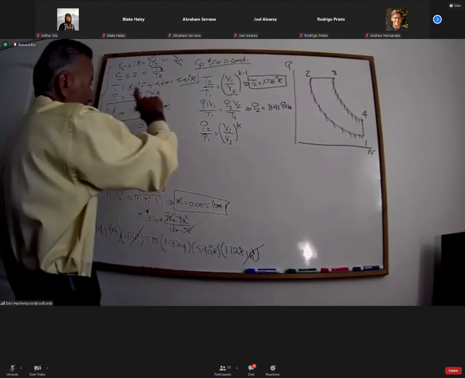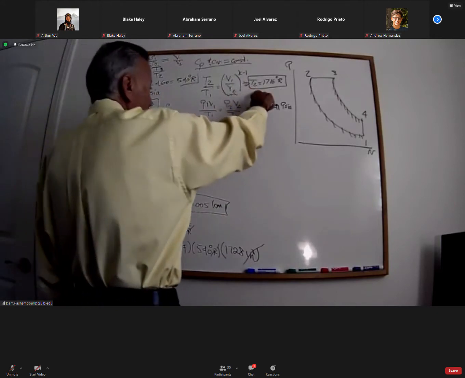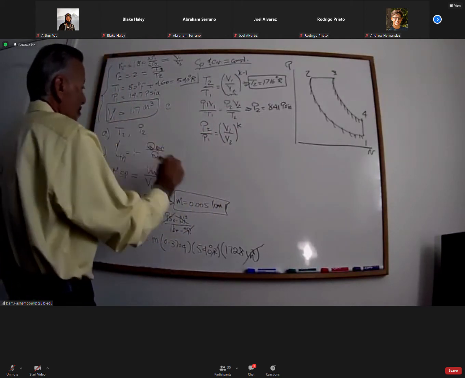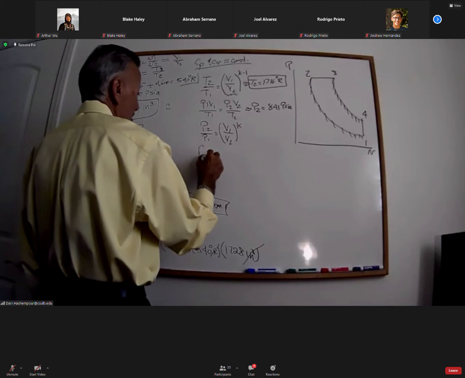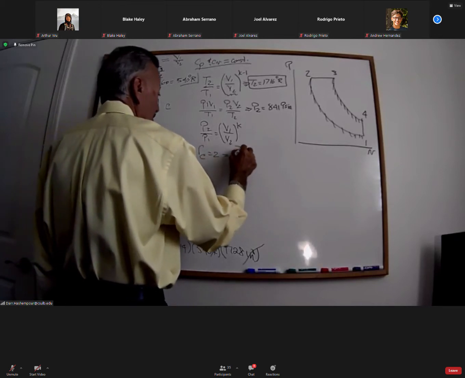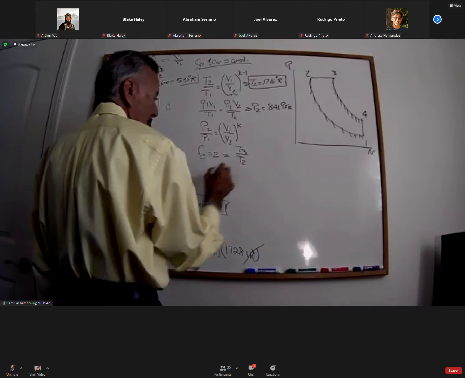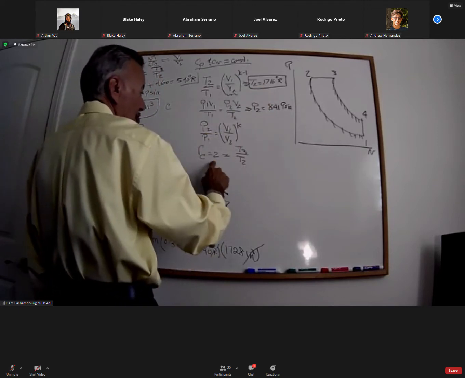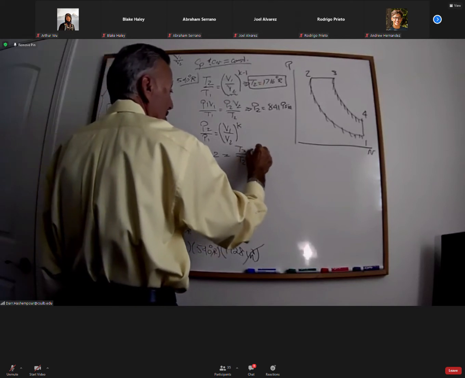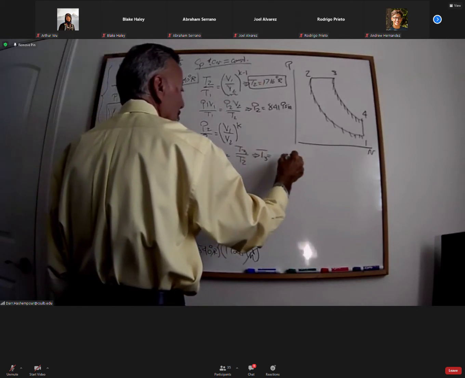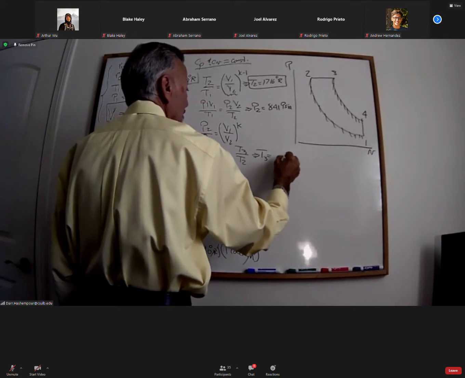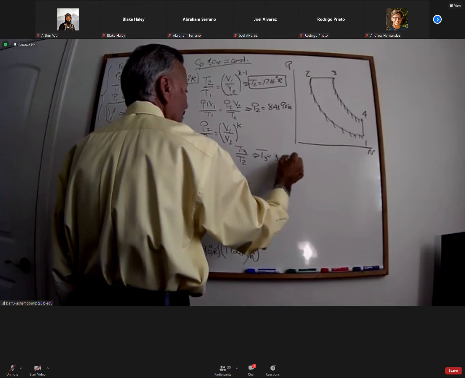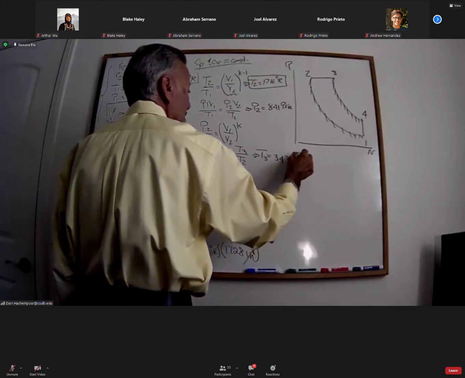So I have T1 was given, I found T2, now I need to find T3. How can I find T3? R of C, the cutoff ratio, is equal to 2, and is equal to T3 over T2. So if I multiply T2 by 2, I will get T3. That would be 3432 degrees Rankine.